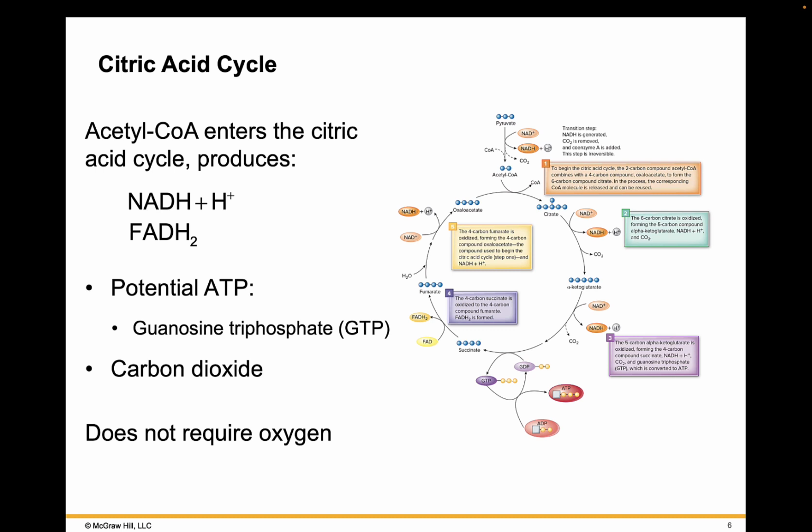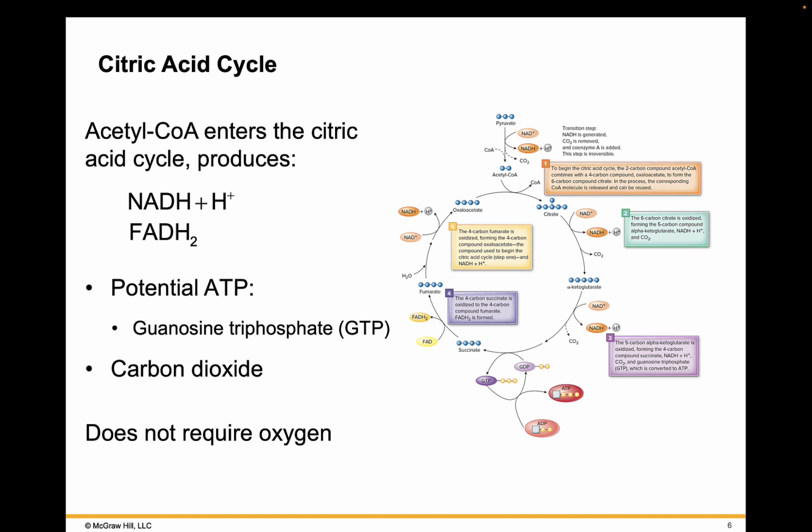The 6-carbon citrate is oxidized, forming the 5-carbon compound alpha-ketoglutarate, NADH plus hydrogen ion, and carbon dioxide. So we went from 6 to 5, which gives us another lost carbon as carbon dioxide. The 5-carbon alpha-ketoglutarate is oxidized, forming the 4-carbon compound succinate, NADH plus hydrogen ion, CO2, and guanosine triphosphate, which eventually will be ATP. We're going to think of this as an ATP, not GTP.